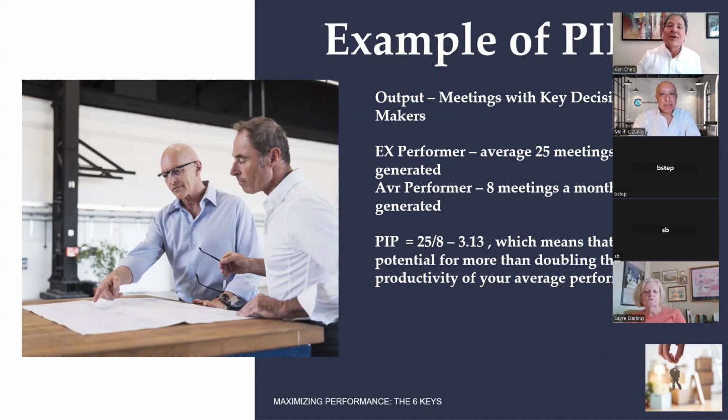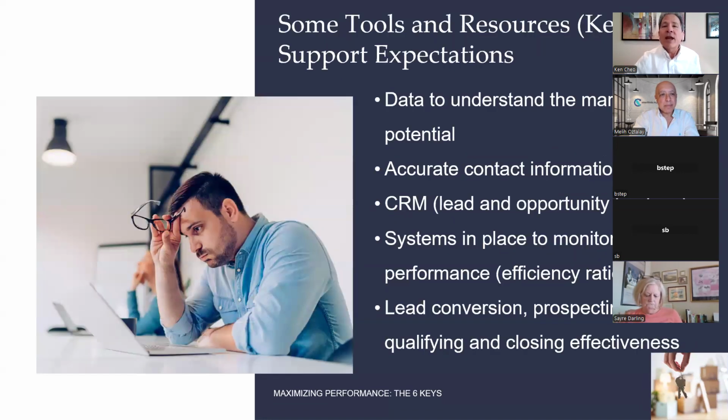Okay, so take this for example. You have your top producer that's getting 25 meetings per month, and your average is getting 8. Okay, that's a 3 times improvement potential. So the average producer has the potential to double the amount of revenue they're bringing in, just by saying, all right, what are they doing to get those meetings that makes them so much more effective? Okay. And if you have the ratios, then you're able to do this kind of analysis.